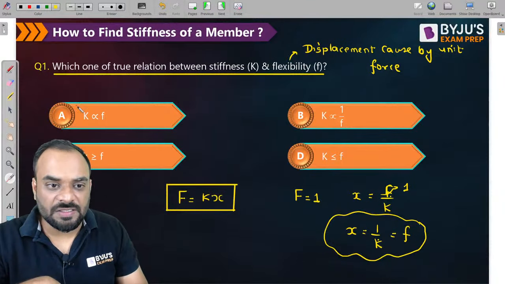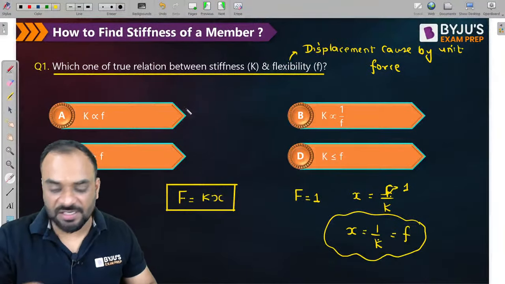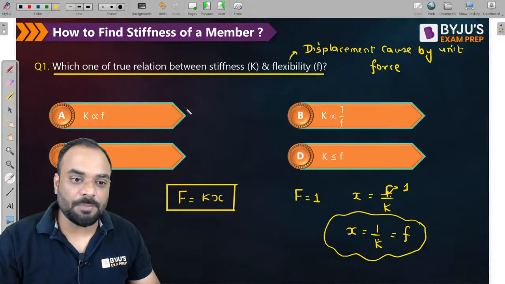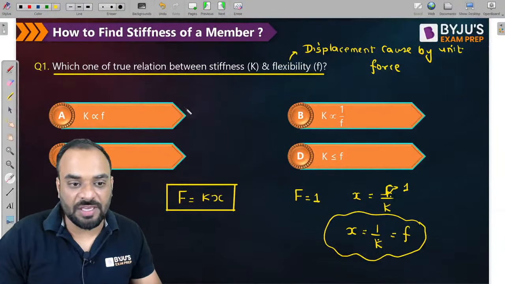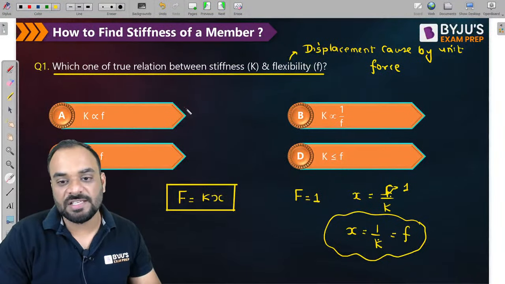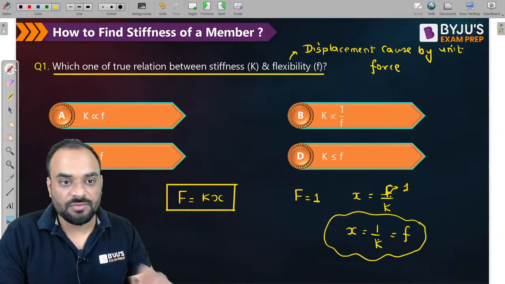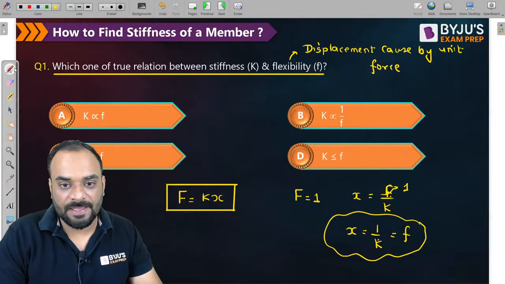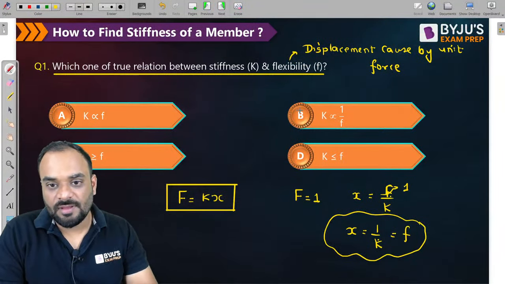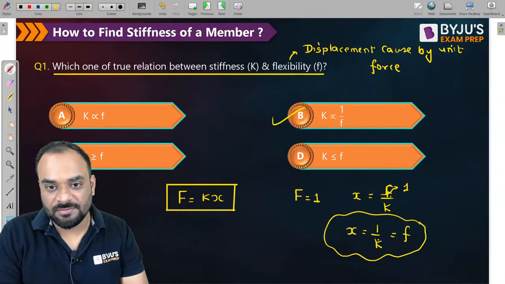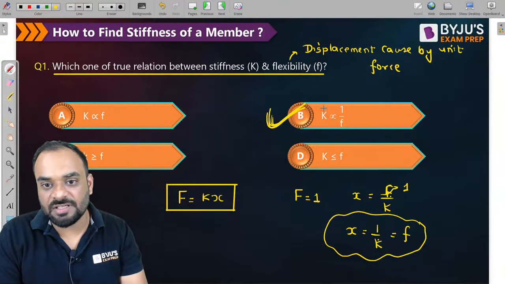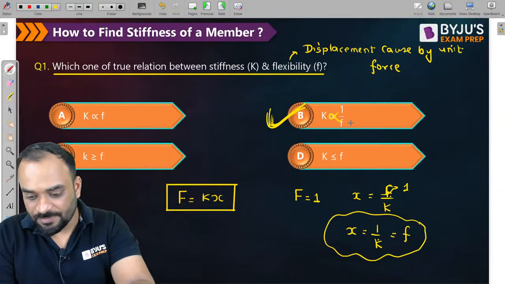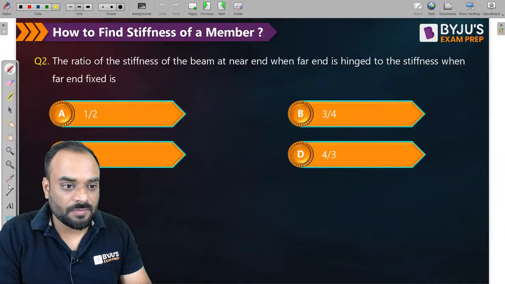Now tell me guys, out of these four options, which one is the correct answer? K is proportional to F, K is proportional to 1 by F, K is greater than or equal to F, K is less than or equal to F. Which one is the correct relation? A, B, C, D. Can I say that it is B? B is the correct answer. K is inversely proportional to F. Correct? Let's move to the next question.